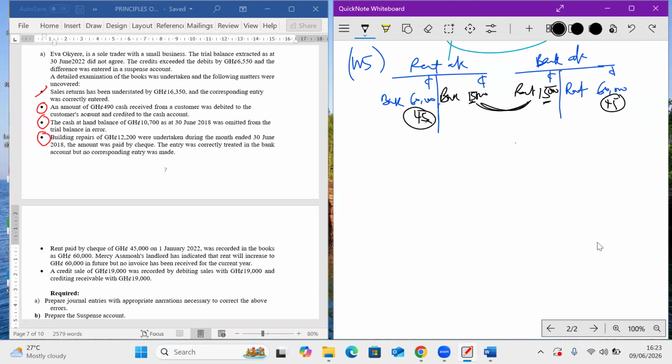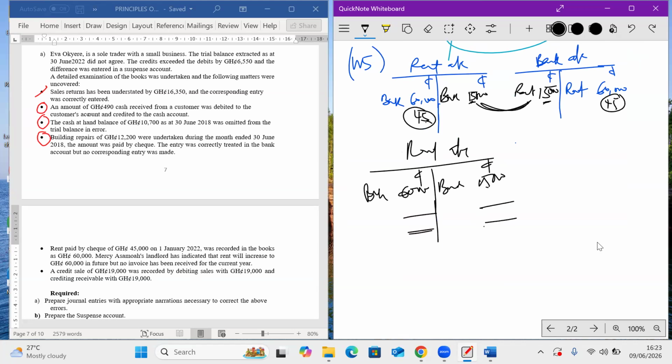Watch. Rent. I have you as bank, right? 60,000. When I bring 15,000 here to rent, to bank, 15,000. What I'm doing, don't do it in exams. There's no need. The two sides, one is 15,000, one is 60,000. The higher is 60,000 debits, 60,000 credits. What's the difference between the 60,000 and 15,000? 45,000.